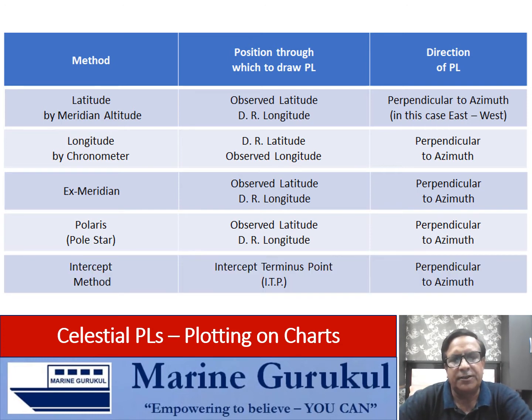And lastly, intercept method, we draw it through a point called ITP, intercept terminus point, and the direction is perpendicular to azimuth. We'll try and understand all this through 2-3 simple examples.